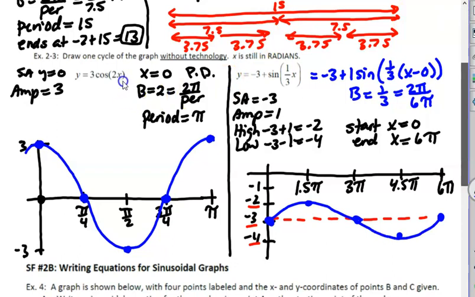What I want you to notice too is that when pi does not appear in the b value that's multiplied inside the function, pi is going to appear on the x-axis when we're in radians.